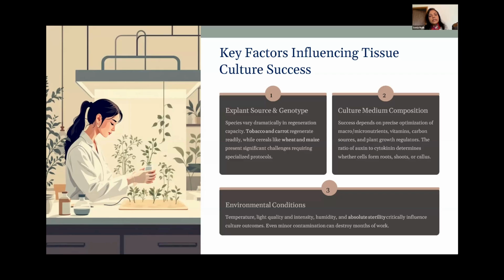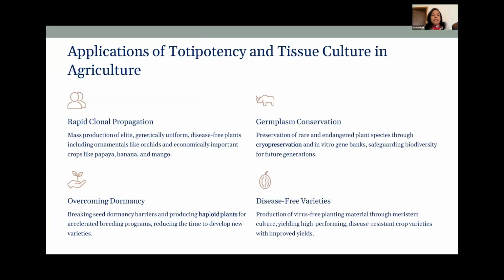So the main important thing is to keep the sterile environment free of contamination, and then the selection of the explant. And various applications of plant tissue culture are especially in the area of agriculture, to conserve the germplasm.